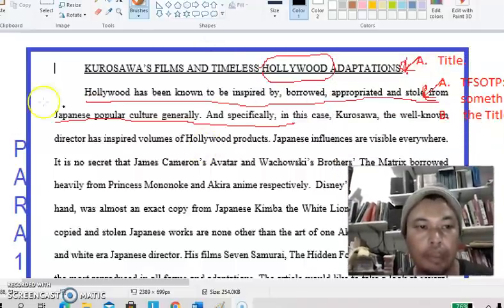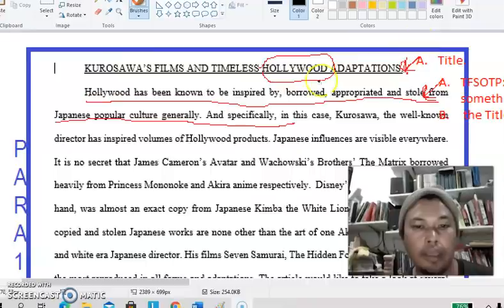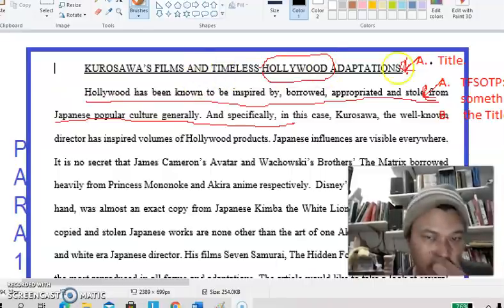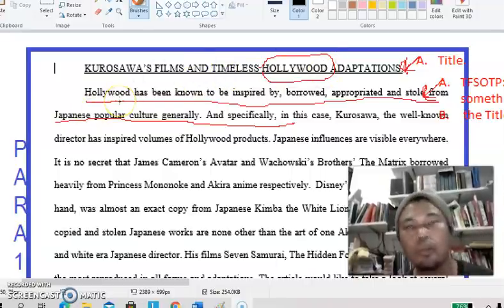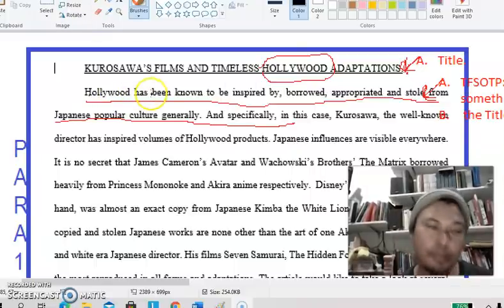And now you can see the first thing we need is basically the title, Kurosawa Film Timeless Hollywood. And now let's see here, I mentioned Hollywood. One of the key points here, I usually put it here. Why? I don't want you to get carried away. Yeah, students tend to do that, a lot of them.